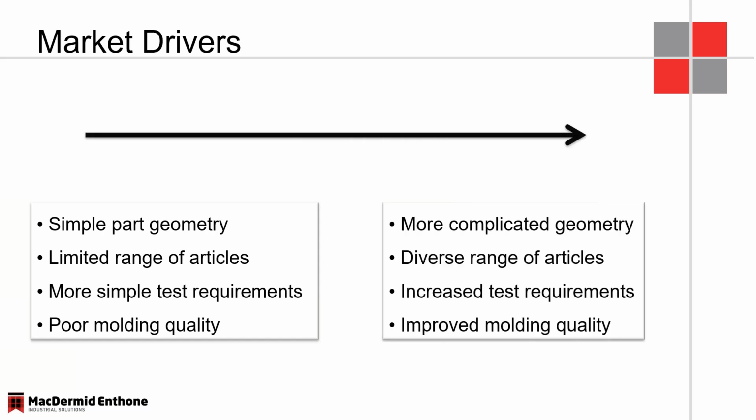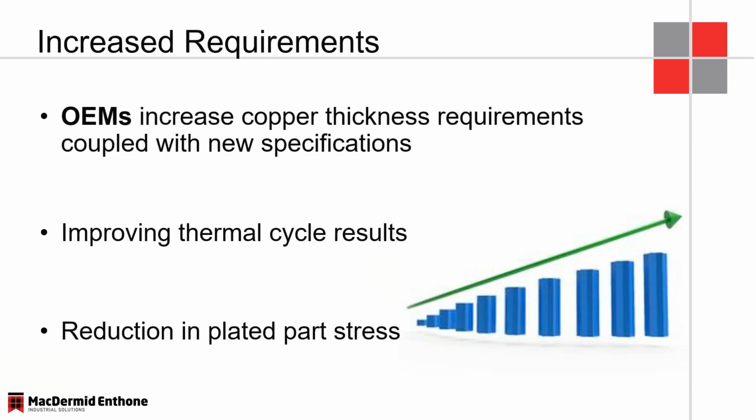If I fast forward to today, the geometries that we're seeing on these parts are much more complicated. Drastic differences between high and low current density areas, a lot more parts to deal with, lots of different types of articles we're talking about. Those testing requirements have increased dramatically, and we'll talk about some of those specifically and how they relate to copper, and some improvements in molding quality. So all of these are really driving us to develop a more robust and technologically advanced process.